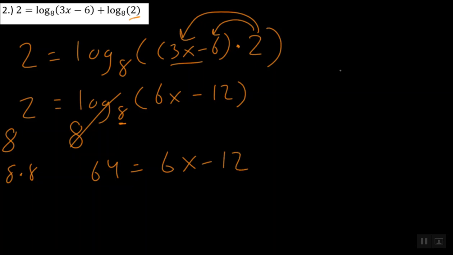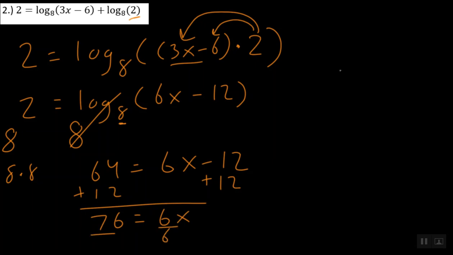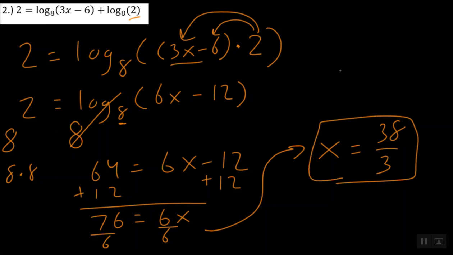And from here this should be fairly straightforward. We add 12 to both sides. 64 plus 12 is 76 is equal to 6x. I divide both sides by 6, and it appears I can probably divide both of these by 2. So let's see, half of 76 would be, I believe, 38 over half of 6 would be 3, and you could reduce it as such.